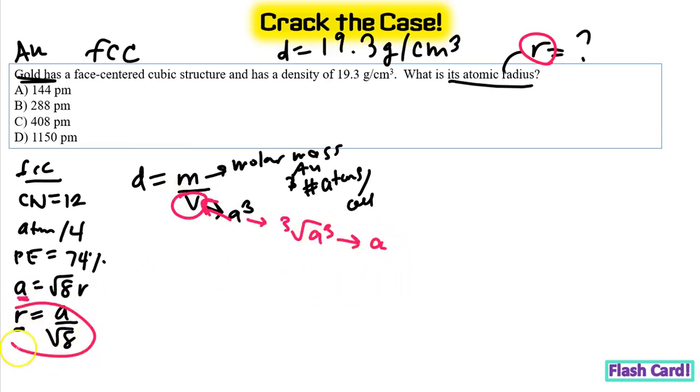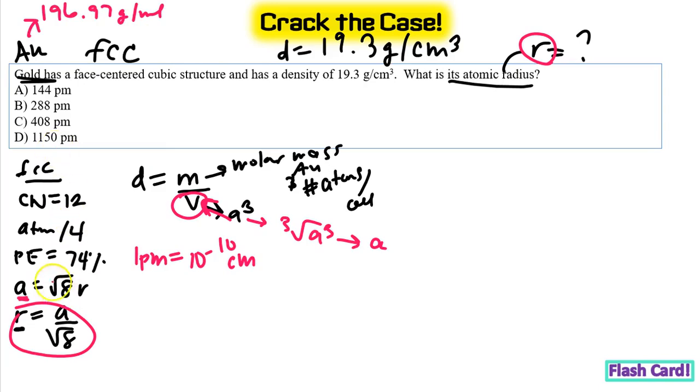Once we have A by itself, we can go ahead and get our radius. So we also want to make sure that we have the correct conversion factors. So we can go ahead and write conversion factors. One of the main ones will be 1 picometer is equal to 10 to the negative 10 centimeters, okay? And the reason why I put that is because when I'm looking at my answer choices, I see it's all picometers. So I just want to make sure everything is connecting. And then I'm going to get my molar mass from the periodic table of gold, which is 196.97 grams per mole.